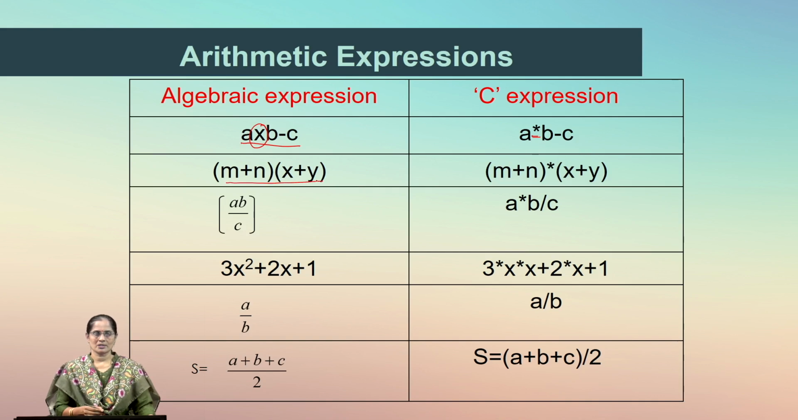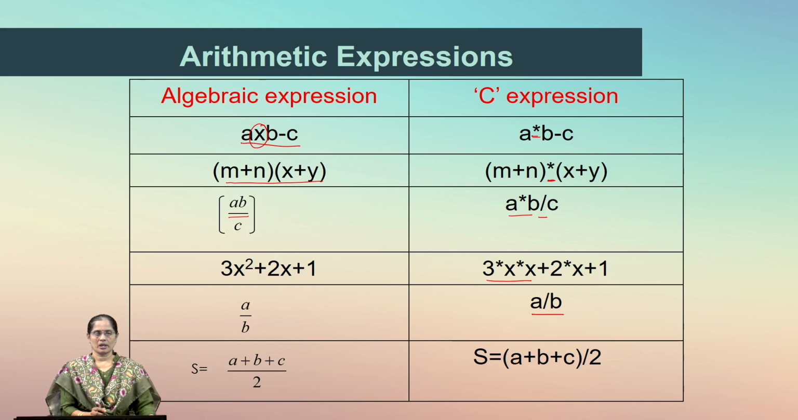If it is given an expression m plus n into x plus y, we will have to add the multiplication operator asterisk. For A by B by C, we do not have an operator for division like this, so we will convert that into A asterisk B slash C, slash being the division operator. Then given an expression with exponentiation, 3x square plus 2x plus 1, we will convert that to 3 asterisk x asterisk x. Instead of x square, we represent it as x asterisk x, and then 2 asterisk x plus 1. A by B will have to be written as A slash B.